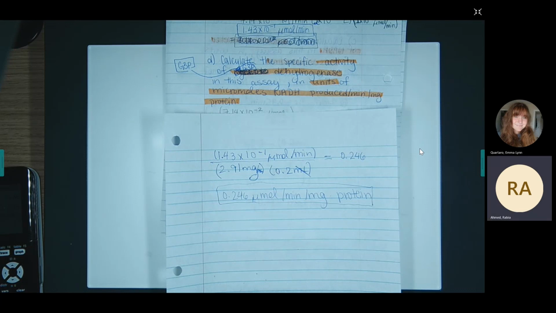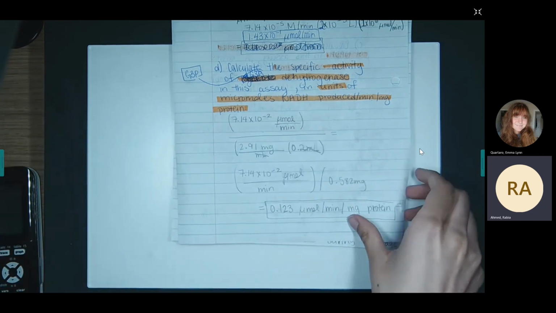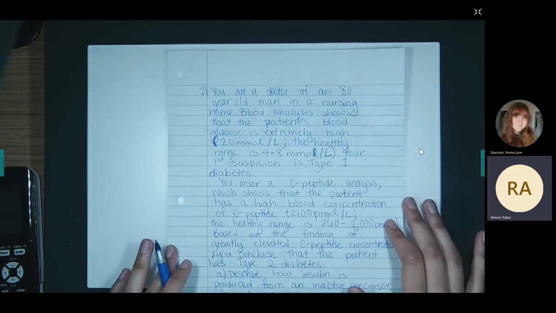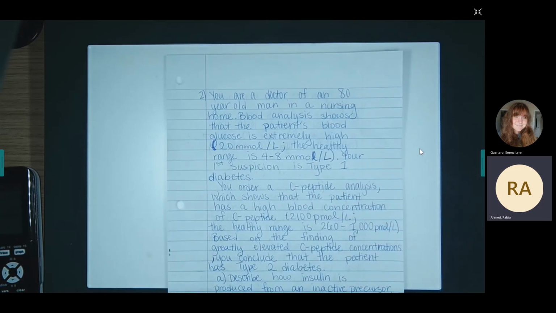Does that make sense to everyone? So if no one has any questions, I will be moving on. Okay, so this one is more conceptual. There's no math.